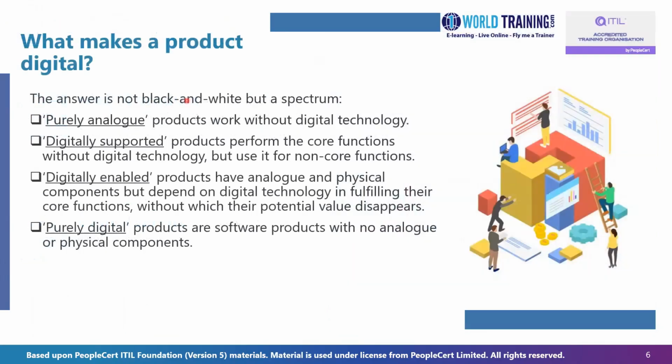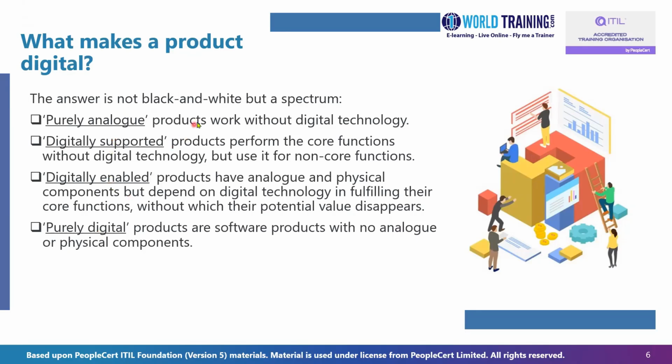So what is that which makes a product really digital? This is not purely black and white, but a spectrum. Therefore, we can maybe classify them as follows. On one extreme, on one side, we have purely analog. On the other side, we have purely digital. And in between, we have moving from purely analog to digitally supported, then digitally enabled, and then purely digital.